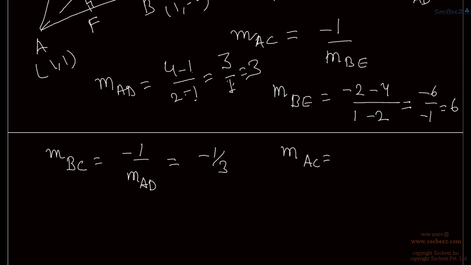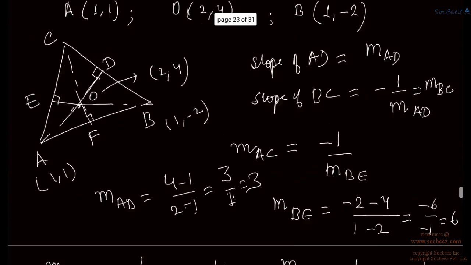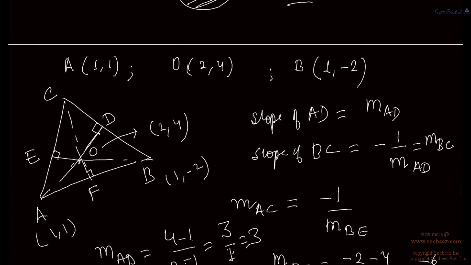Which is equal to minus 1 upon 3. And slope of AC is minus 1 upon slope of BE, which is equal to minus 1 upon 6. Now we can write the equation of AC and BC. How? We have the slope of lines AC and BC, and we have the points also, one of the points which are lying on those lines, that is point A and point B. So we can write the equation of AC and BC and solve these two equations to get the coordinate of vertex C, right?